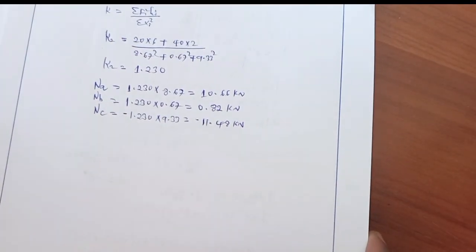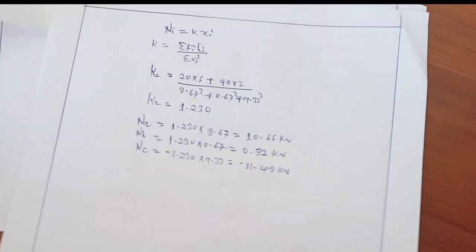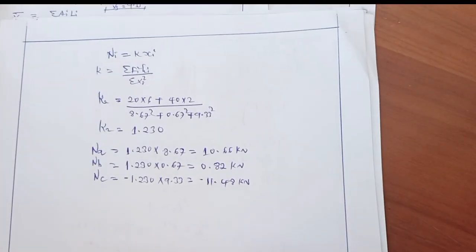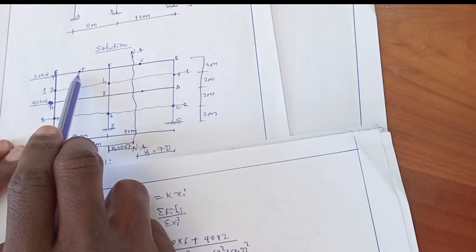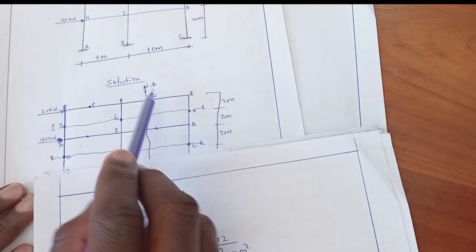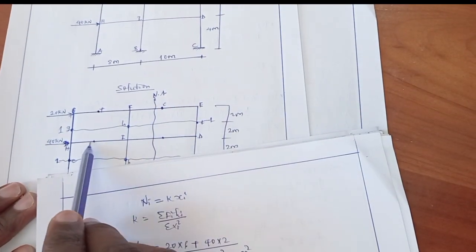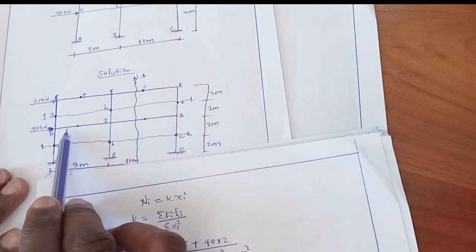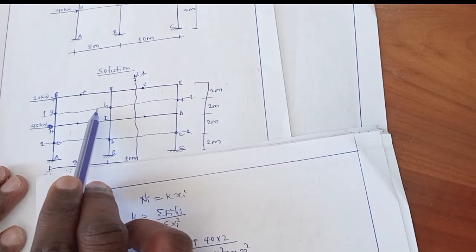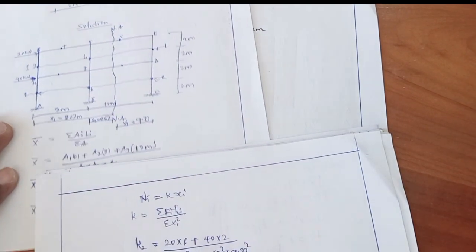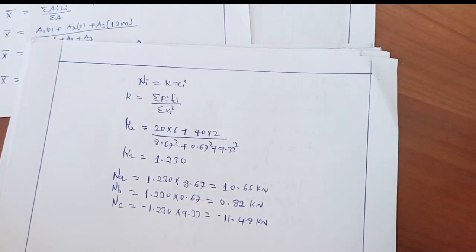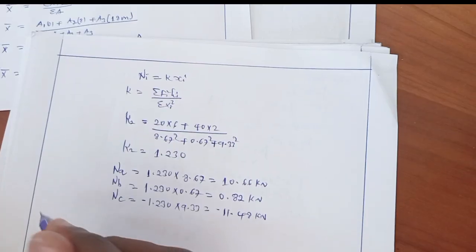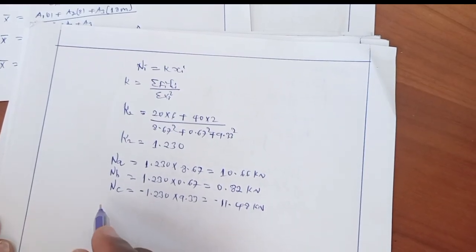The next step, after getting the normal forces, is to calculate the shear force of horizontal members. The shear force at this point. This is the shear force of horizontal members at the point of inflection. So the shear force will be obtained by taking the equilibrium of vertical forces.